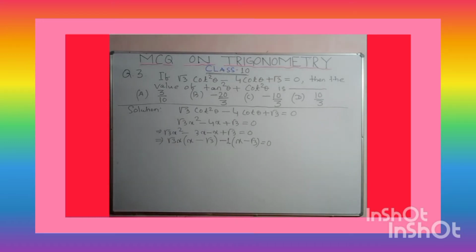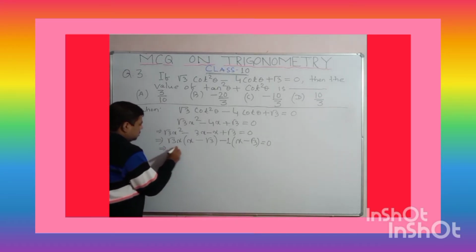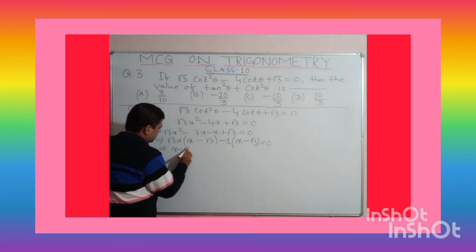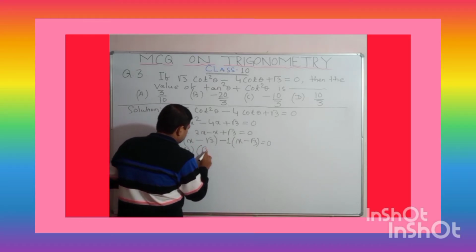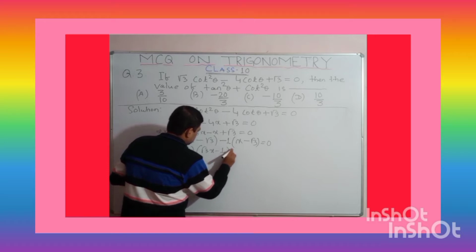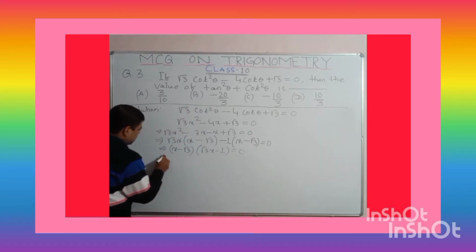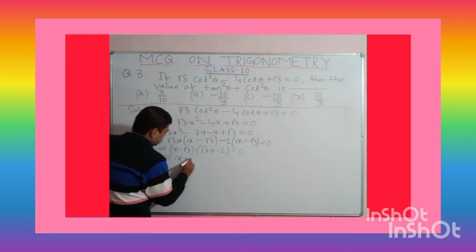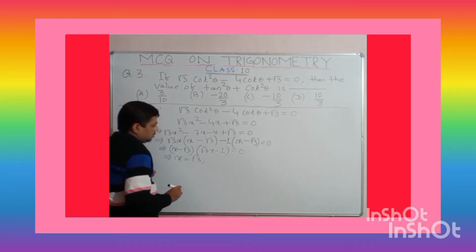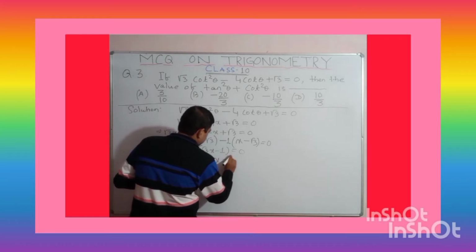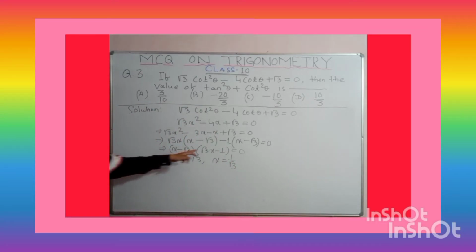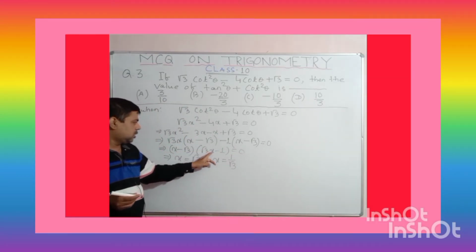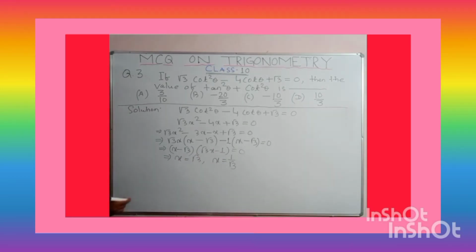So again you bring the common factor x minus root 3. Here x minus root 3, here x minus root 3, and it will be root 3x minus 1 is equal to 0. So that implies x is equal to root 3, and the other will be x is equal to 1 upon root 3. Root 3x minus 1 is equal to 0, root 3x is equal to 1, and x is equal to 1 upon root 3. Okay?